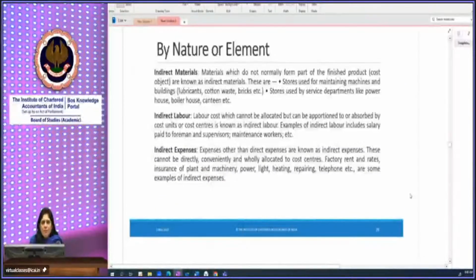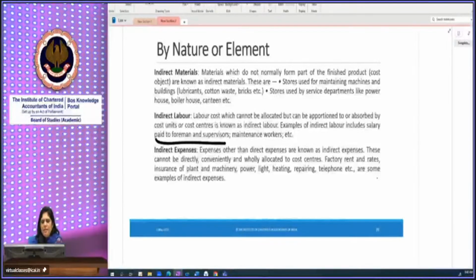By nature of element, again, indirect I've explained, which does not normally form part of the finished product. Let us say cotton waste, lubricant. So we are oiling, putting one drop of oil, that we cannot measure. So indirect, all right. Indirect labor means where labor cost cannot be allocated or apportioned to different cost objects or cost centers. So something which cannot be allocated is indirect.